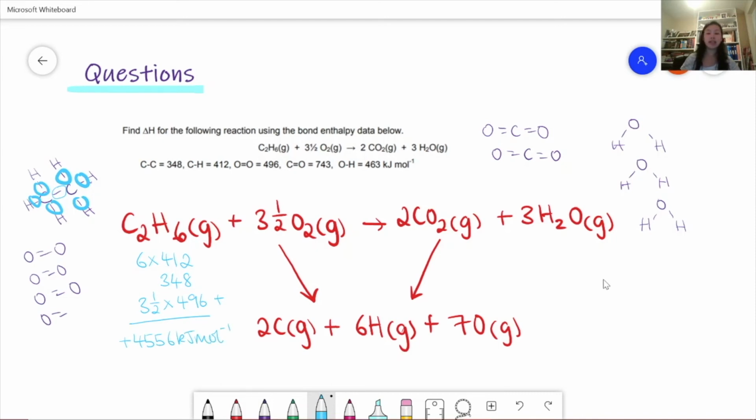Then we do the same to the other side. So we have 4 of these carbon double bond oxygen bonds. So we have 4 times 743, and then we add it with these 6 OH bonds. So 6 times 463, and then we add these two together, and we get plus 5750 kilojoules per mole.